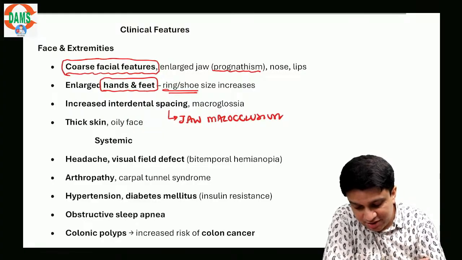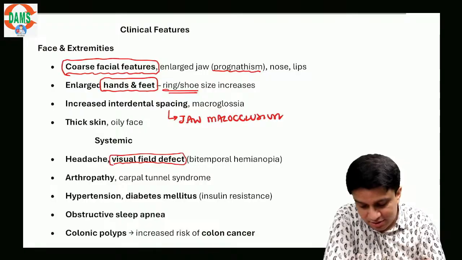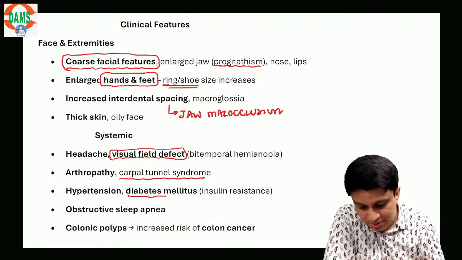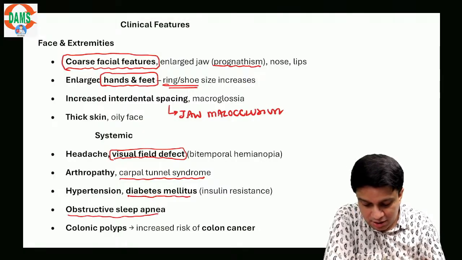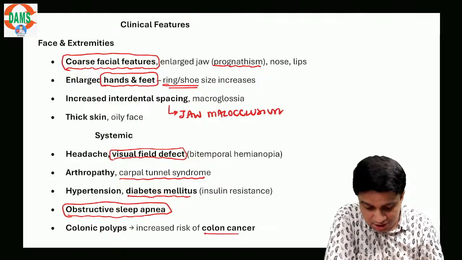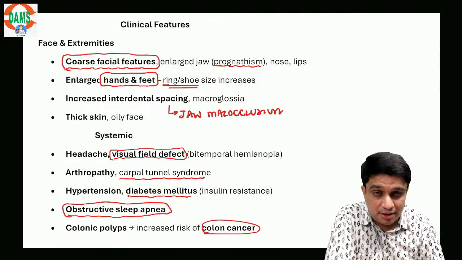The visual field defects are seen because the optic chiasma is getting compressed. Bitemporal hemianopia. Carpal tunnel syndrome is seen. Hypertension occurs. Diabetes happens. Obstructive sleep apnea. Although the colonic polyps are benign, we need to screen them often because you never know, they can turn themselves malignant. Okay.